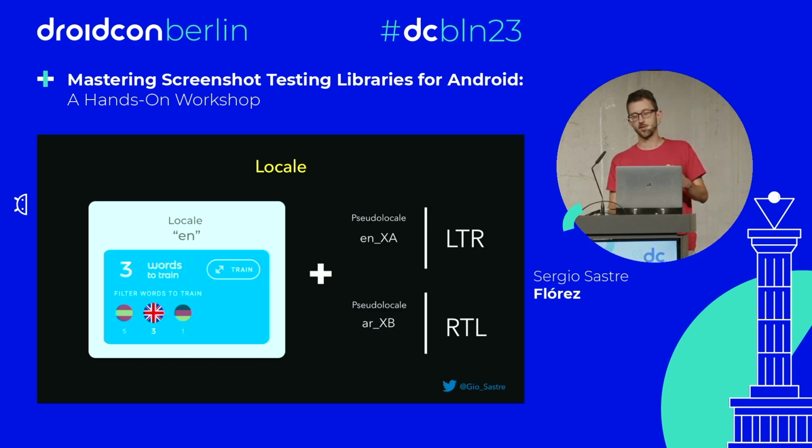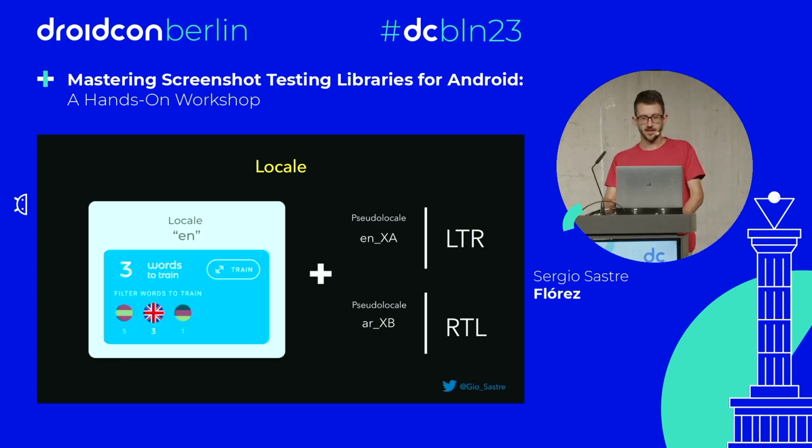So you can always use pseudo locales. There are 2 supported by Android. The English XA. Basically it takes the default strings, adds some words at the end, and it also replaces some characters with other characters that have some glyphs, like accents, tildes, and so on.